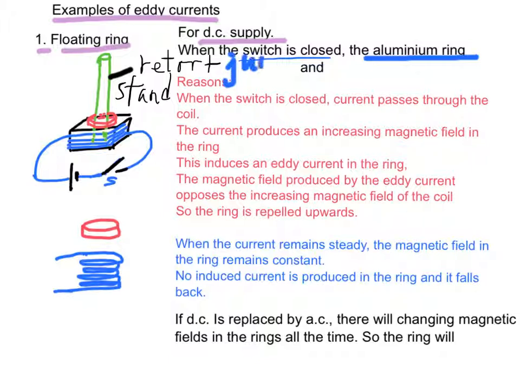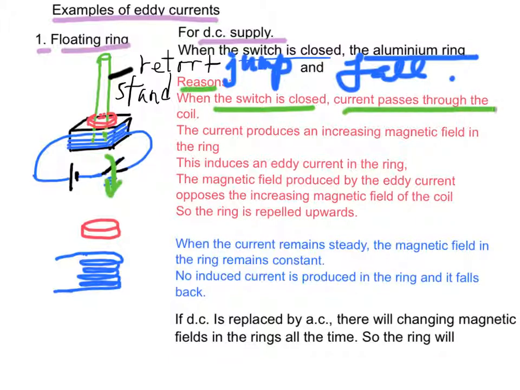jump up and then fall down. The reason is that when the switch is closed, a current passes through the coil, and this current will produce an increased magnetic field in the ring.